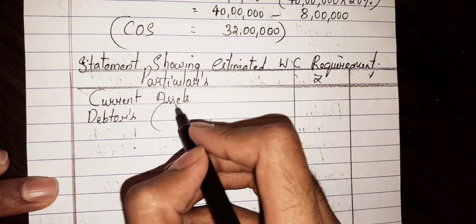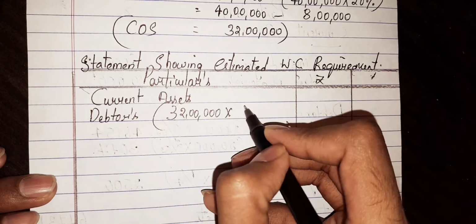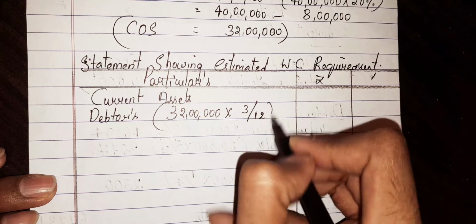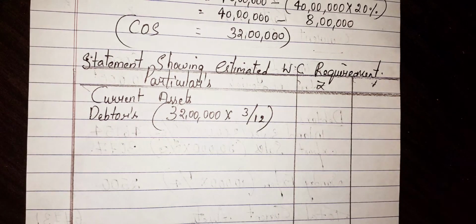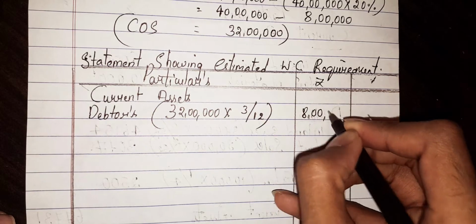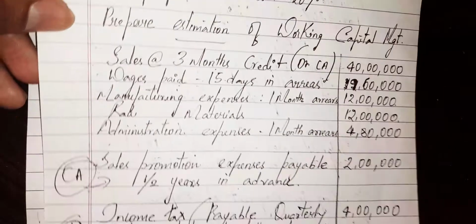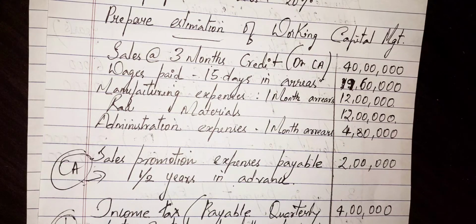Cost of sales is 32 lakhs into 3 months credit. In a year total we have 12 months. So 32 lakhs into 3 divided by 12, you will get 8 lakh rupees. Now let us check out if any other information we have.